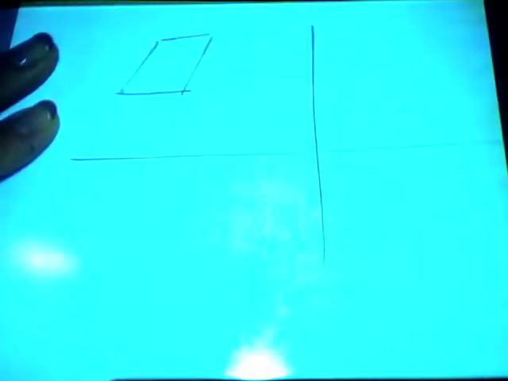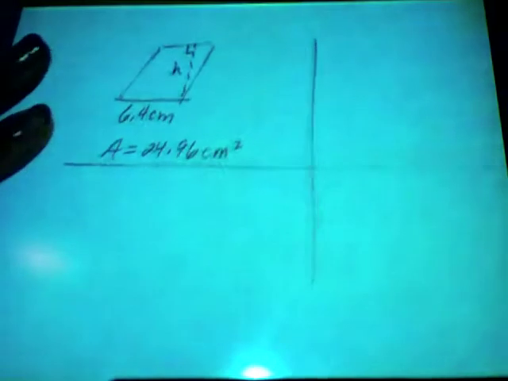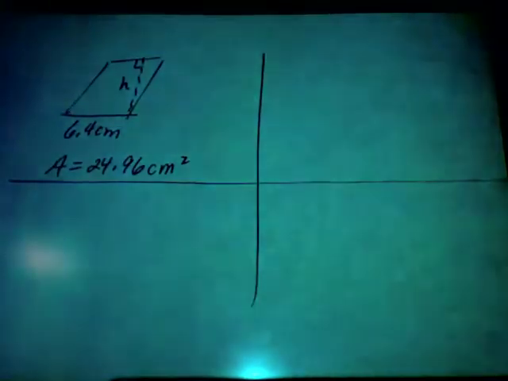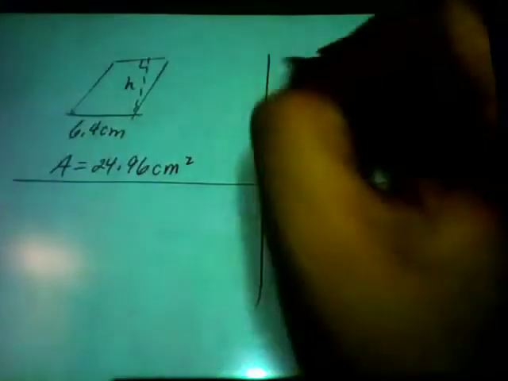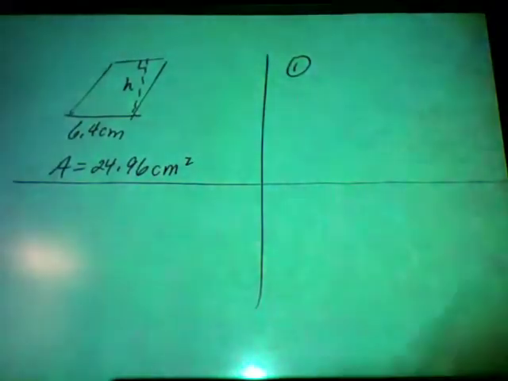All right, so we're going to draw our 4-step plan. So I'm going to draw a parallelogram. And they tell me that the base is 6.4 centimeters, and then the area is equal to 24.96 centimeters squared. The problem is that I don't know the height of that parallelogram. So my very first step is to find the height. So your work goes down here.